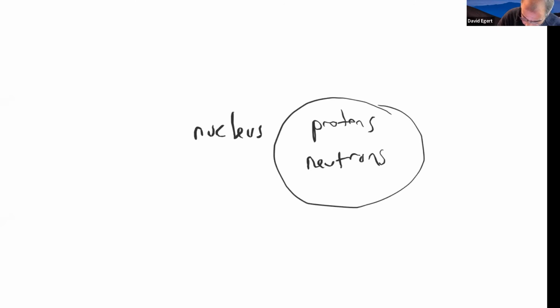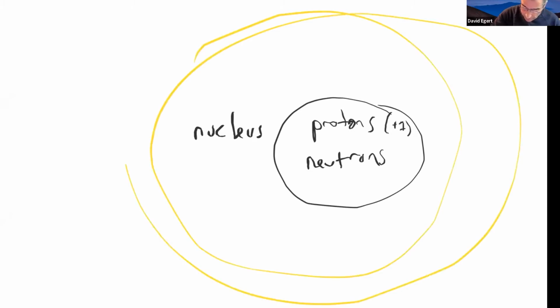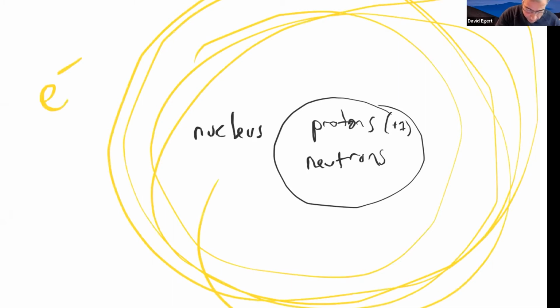In the nucleus of an atom, you're going to find protons and neutrons. Protons are always +1, neutrons have neutral charge. And then zipping around, you have electrons. So this is an atom. What determines what kind of element, what atom this actually is? The number of protons. The number of protons we call the atomic number.